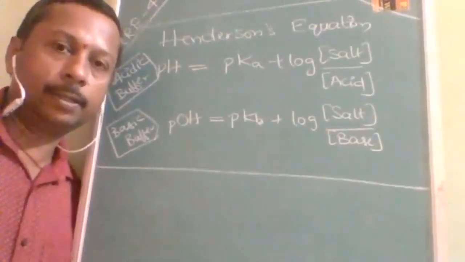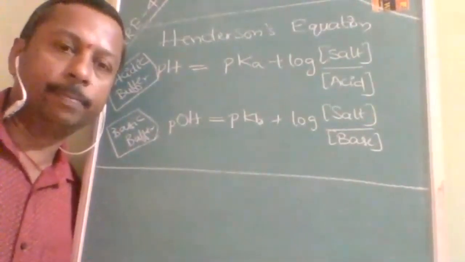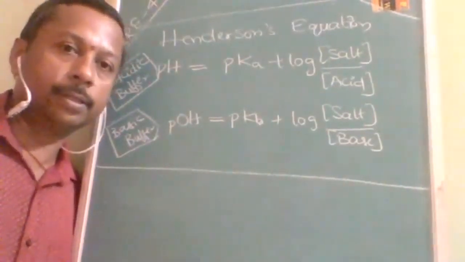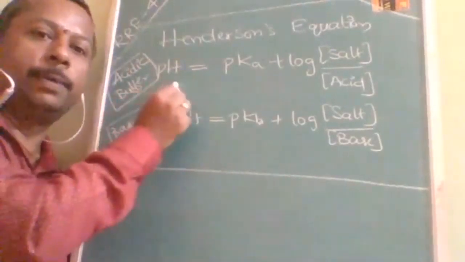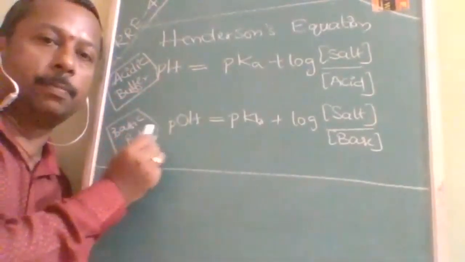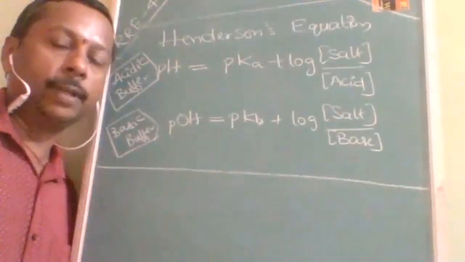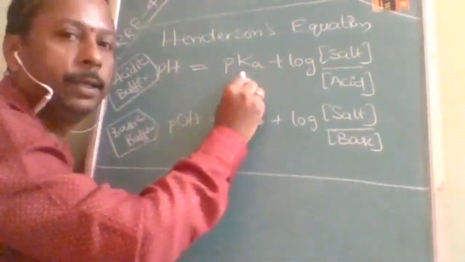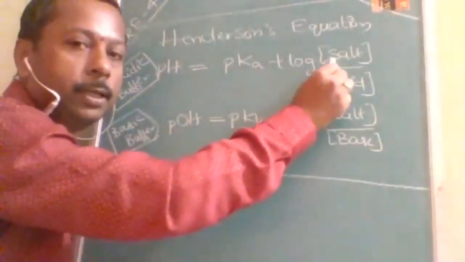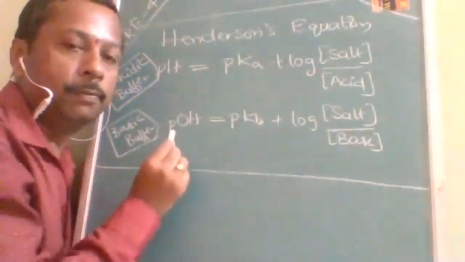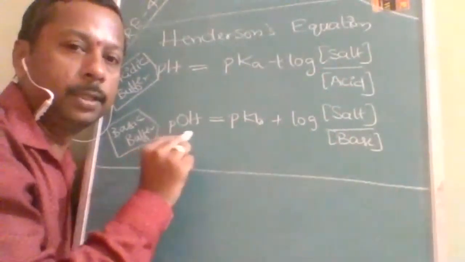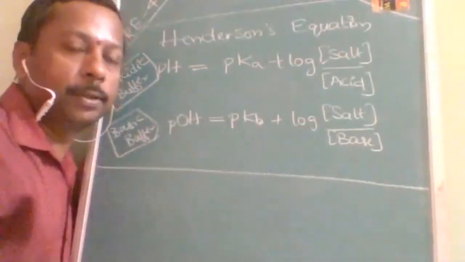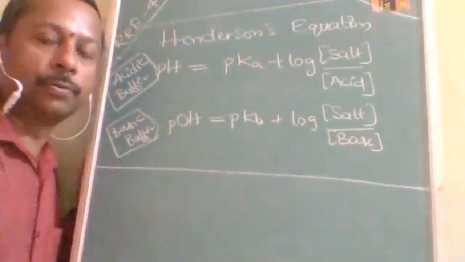For finding out buffer pH, buffer pOH, there are equations called Henderson equations. Okay. For acidic buffer, pH value we will find out. For basic buffer, pOH value we will find out. Okay. So for acidic buffer, pH is equal to pKa plus log of concentration of salt upon acid. For basic buffer, pOH is equal to pKb plus log of salt upon base. Okay. These are the two formulas used.